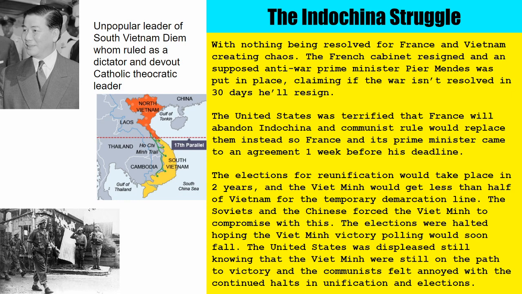France and its prime minister came to an agreement 1 week before the deadline. So the elections were going to take place 2 years after. The Viet Minh would get less than half of Vietnam for the temporary demarcation line. The Soviets and Chinese actually forced the Viet Minh to accept this and compromise. The elections were halted, hoping that the Viet Minh's victory polling would soon fall. The United States was still displeased, knowing that the Viet Minh were still on the path to victory. And the communists felt annoyed with the continued halts and unification of elections.